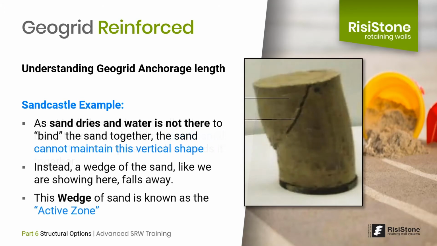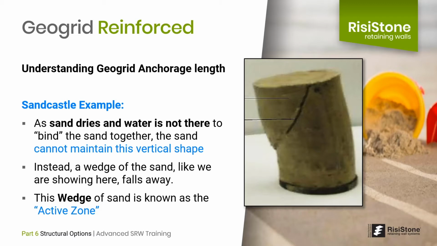However, over time, as the sand dries out and the water is not there to hold it all together, which is a force called cohesion, the sandcastle then relies only on the friction between the sand particles to stay standing. These friction forces between the sand particles are limited, and a wedge of the sandcastle will naturally break away as we are showing here. The plane that the wedge breaks away on is known as the failure plane. The angle of that failure plane is directly related to how high the friction forces are between the sand particles. The higher the friction forces, the steeper the angle of the failure plane will be.